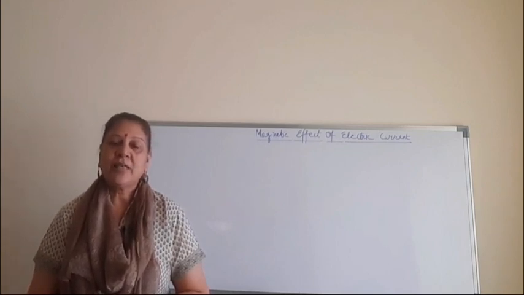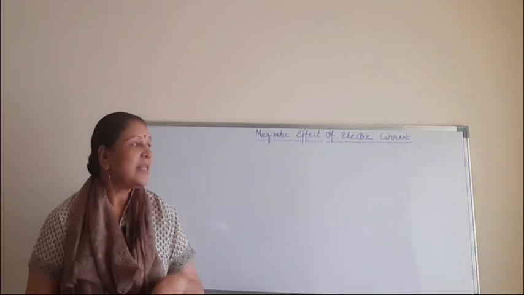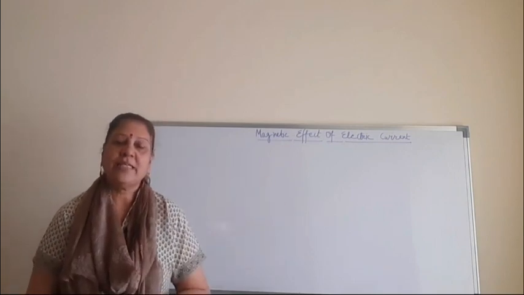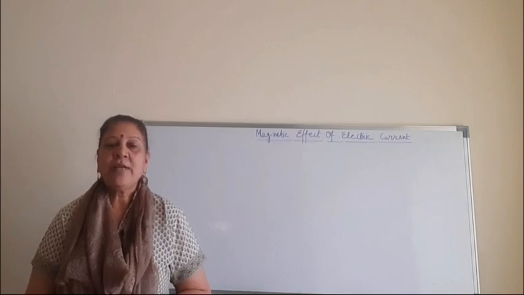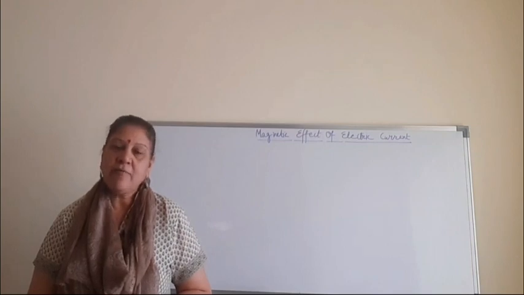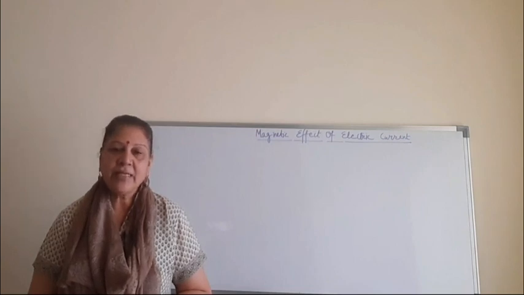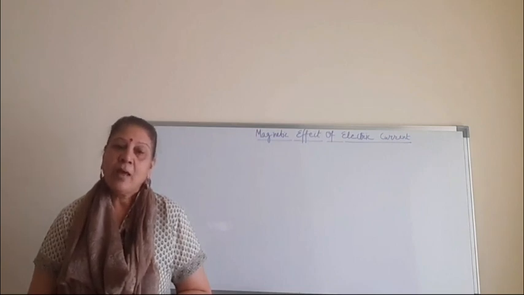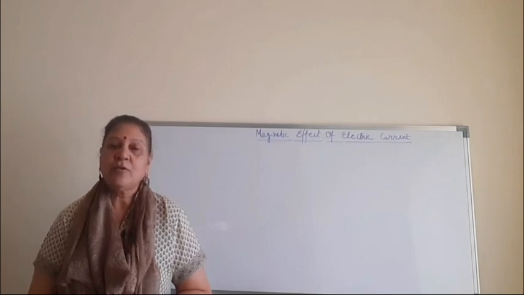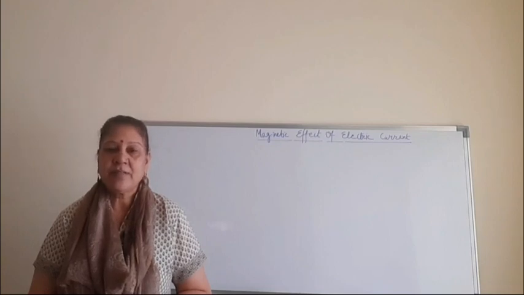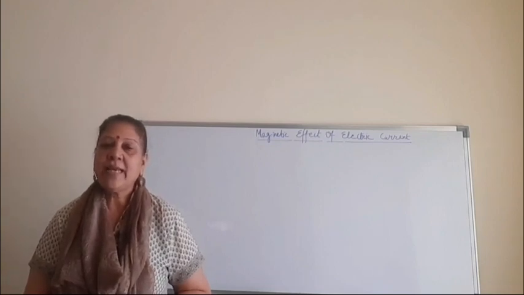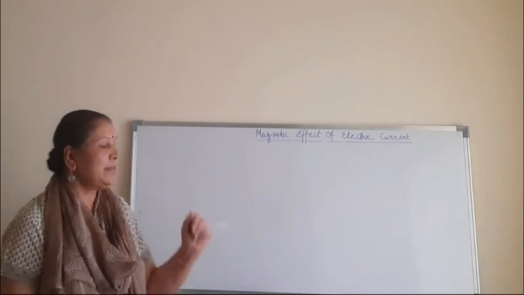Today I'm going to start the next chapter for class 10th, that is magnetic effect of electric current. We've already discussed before the different effects of electric current, and I told you that there are three effects of electric current: chemical effect, heating effect, and magnetic effect. Magnetic effect of electric current we are going to take today. Heating effect we have already discussed in the previous chapter. So without further delay, let's start with the new lesson.